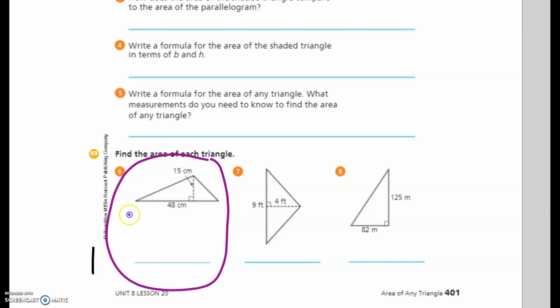If your answer was 720 centimeters squared, I hate to tell you this, but that is not right. So many of you made this mistake yesterday on your homework. Remember, it's base times height divided by 2. So you were figuring out the whole parallelogram when you do base times height. You've got to divide it by 2. The correct answer should have been 360 centimeters squared.